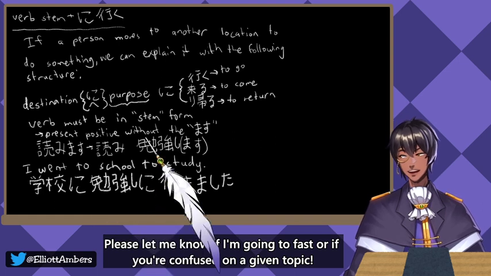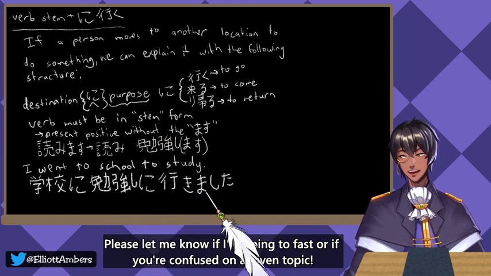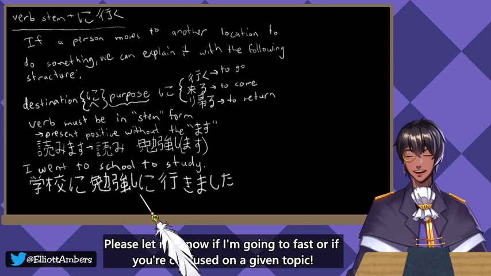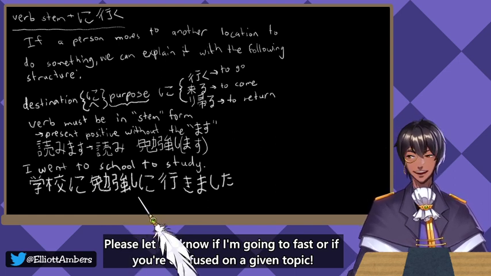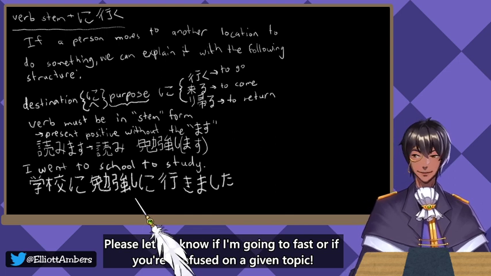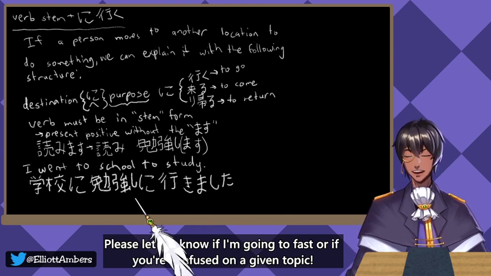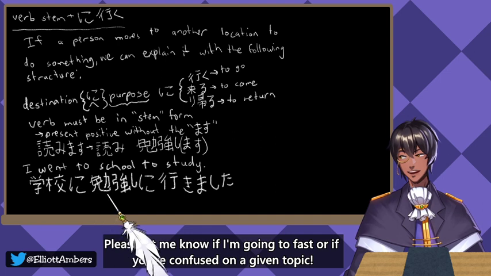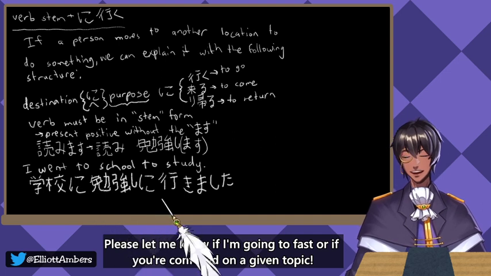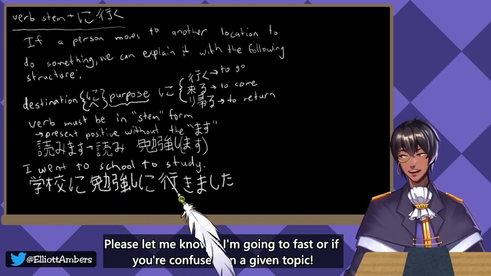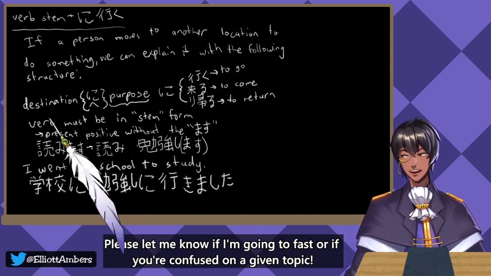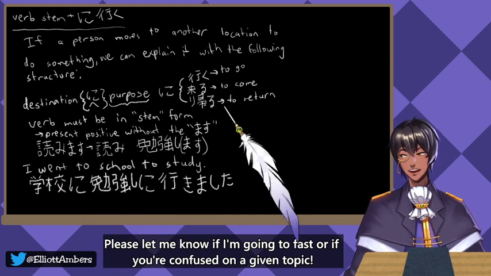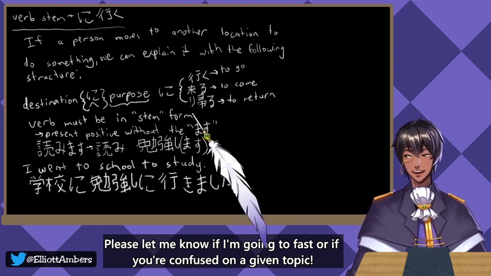Benkyou shi ni ikimashita. And I think what would have tripped me up the most, going back to this, is that stem form here. This is the first time we're really using stem form for a grammatical use. Gakko ni benkyou shi ni ikimashita. Ikimashita means went to. We have a purpose, we have a destination, and that is how we lay it all out.